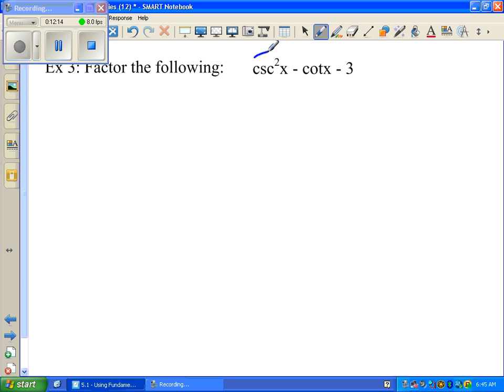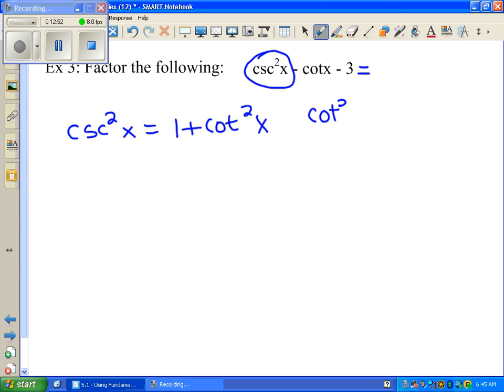I can rewrite this term right here using one of my Pythagorean identities. I know that cosecant squared x is equal to 1 plus cotangent squared x. If I substitute this up here in my expression, then I have only cotangent here, which is exactly what I want to have. So I'm going to substitute this for cosecant squared. So this guy is now equal to cotangent squared x minus cotangent x. Now I have a plus 1 here and I have a negative 3 here, so that's going to give me negative 2.